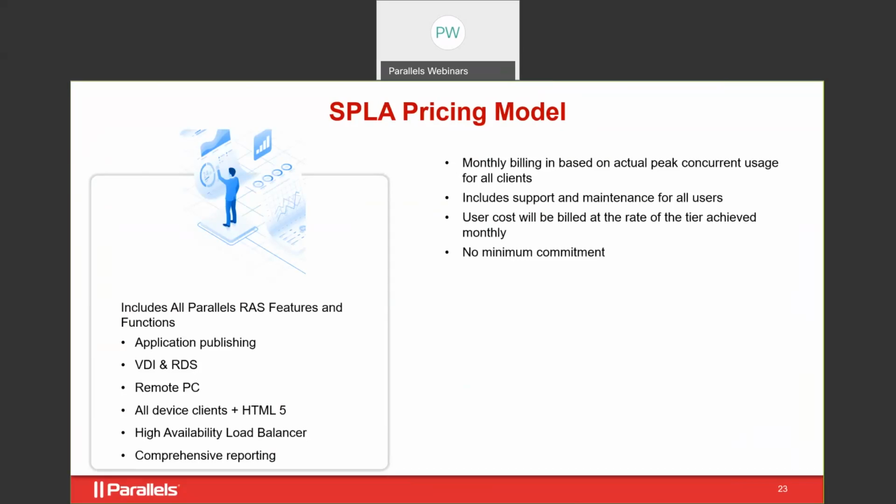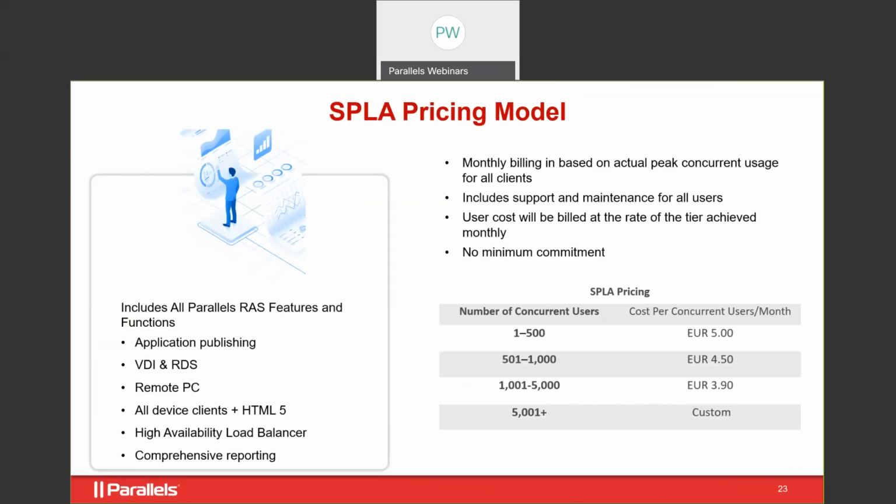HTML5 delivery, high availability and load balancer, reporting, all in the same license, purely based on a concurrent user model. Monthly billing is based on actual peak concurrent usage for all clients. There's always 24/7 support and maintenance included there. There is no commitment at all, and we have a tiered price model. So basically, the more users you have in total, the lower cost you're going to get. So even for those MSPs who are looking to start offering the service, they can start with no commitment, and then they can grow, and the more users they have, the lower cost they're going to get. Very simple.